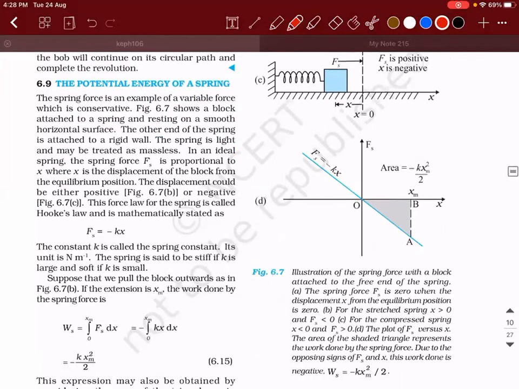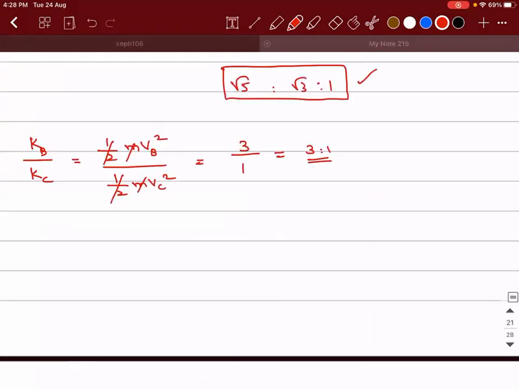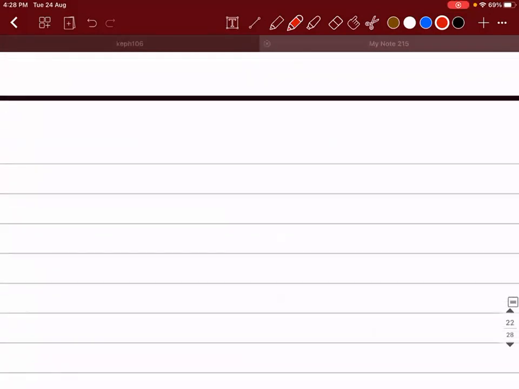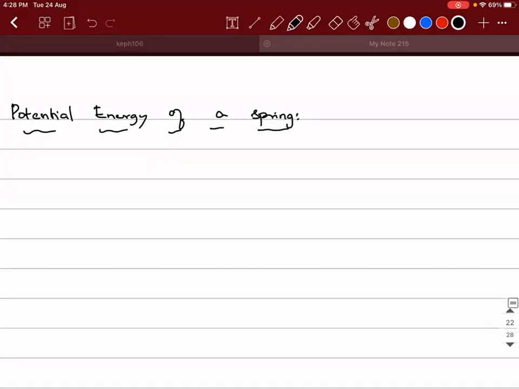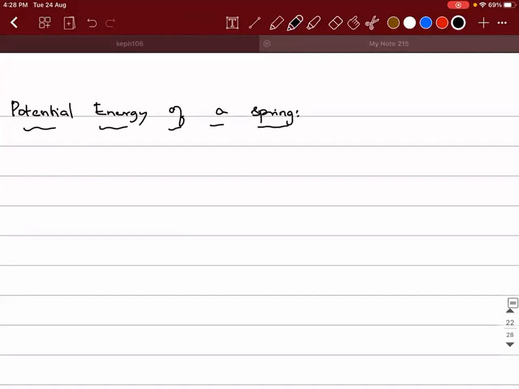Okay. The next concept that we are going to see is the potential energy of a spring. So now the concept we are going to discuss is the potential energy of a spring. So how to find the potential energy of a spring? Let's see. So you know how a spring works, right?